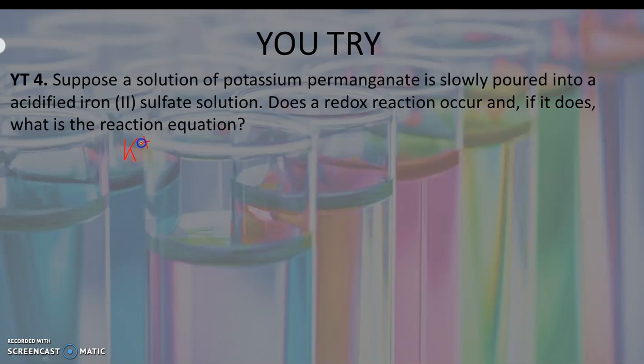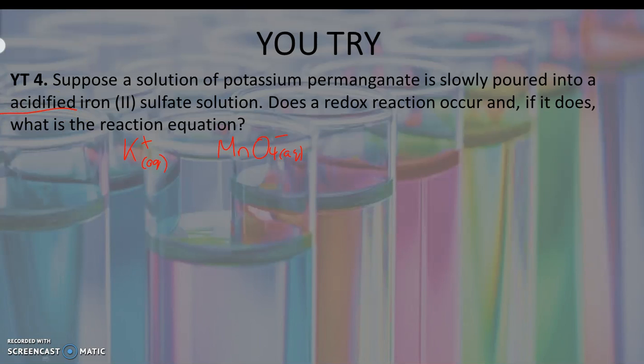Potassium permanganate, right? As soon as you see an ionic compound, and it says it's slowly poured, so obviously it's in an aqueous solution, you should realize that it is an ion, not solid potassium. That's what a lot of people did on the quiz, which is a mistake. So potassium and then permanganate, MnO4 negative aqueous, is slowly poured into an acidified.